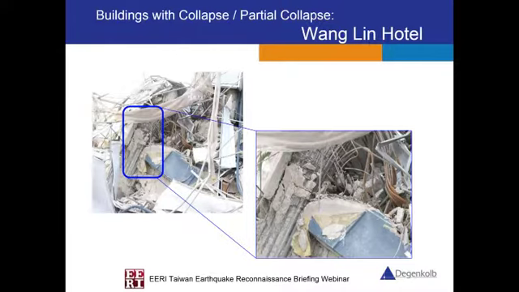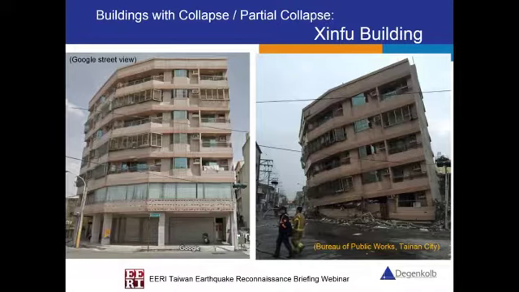The next building we are going to talk about is the Xinfu building. The left-hand side shows before the earthquake, and the right-hand side shows after the earthquake. It was a 7-story building, and during the earthquake, the bottom 3 stories collapsed. This structure has a combination of plan irregularity and also vertical irregularity.